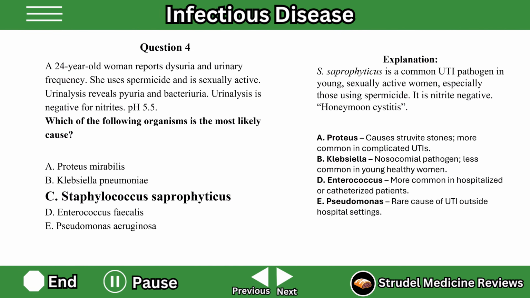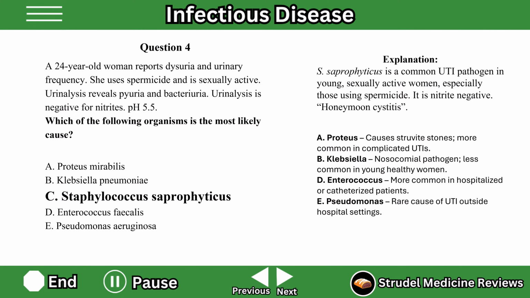Some other high yield facts to know about Proteus is that it causes struvite stones and is more common in complicated UTIs. And again, you're going to look for that higher pH, which indicates the more basic urine, and that's because Proteus has urease, so it can convert urea, I believe, to ammonia, which is basic, of course.